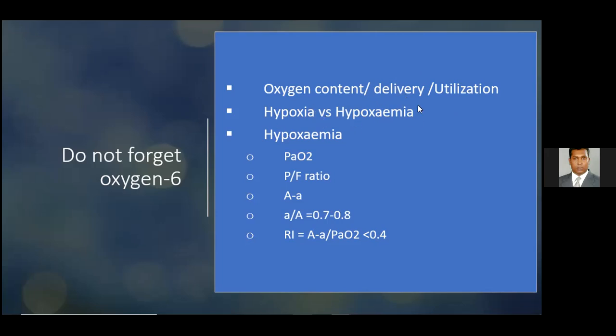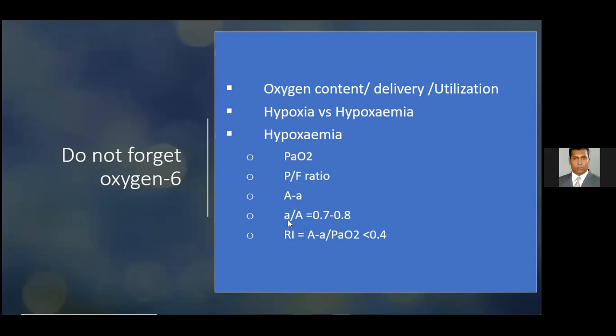So hypoxia versus hypoxemia. Hypoxia is actually less oxygen in the tissues, and hypoxemia is actually less oxygen in the blood. So PaO2 versus actual tissue hypoxia. And in the blood gas, we normally measure the hypoxemia. There are several ways of measuring hypoxemia: by looking at the PaO2, PF ratio, AA difference, AA gap, and what we call the respiratory index.